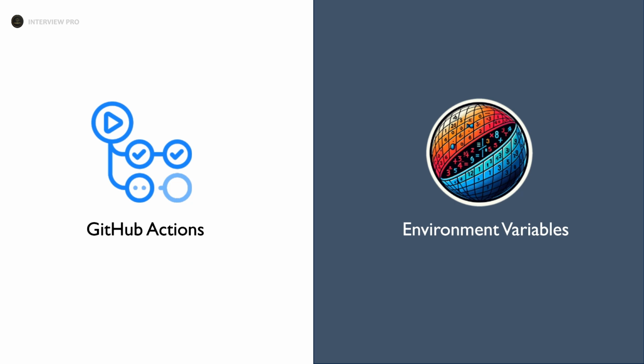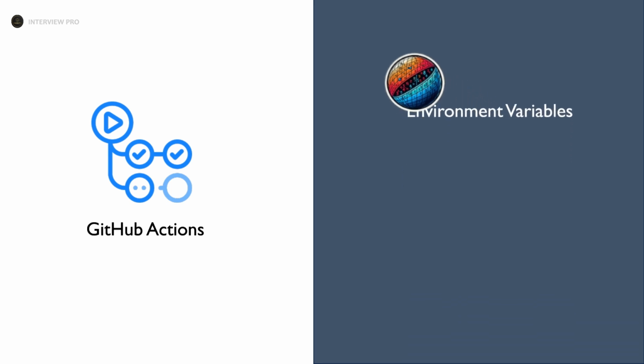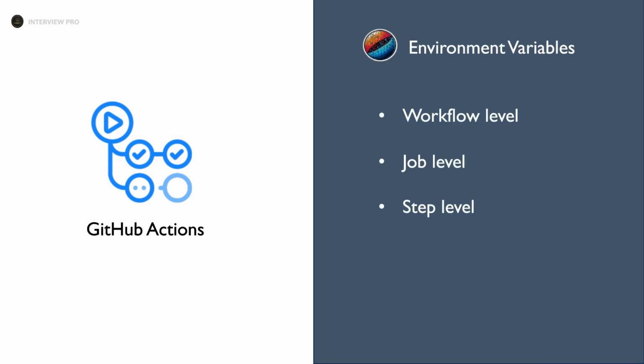In GitHub Actions, environment variables are key value pairs that can be used to store data. The data can be configuration settings or any information that is required for workflows. These variables can be accessed throughout the workflow, enabling reuse of values without hard coding them directly into scripts. Let's see how environment variables can be used at workflow level, job level, and step level.